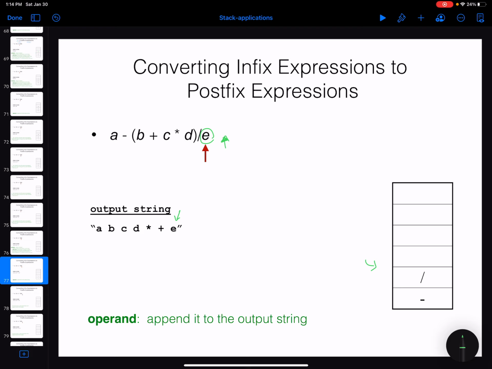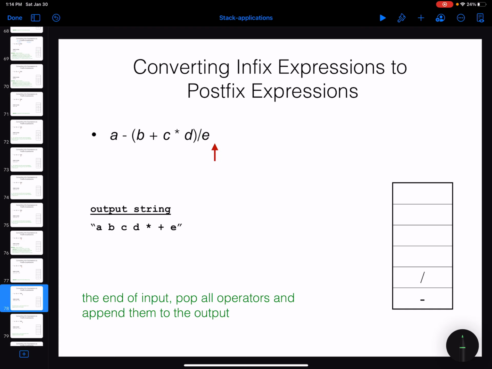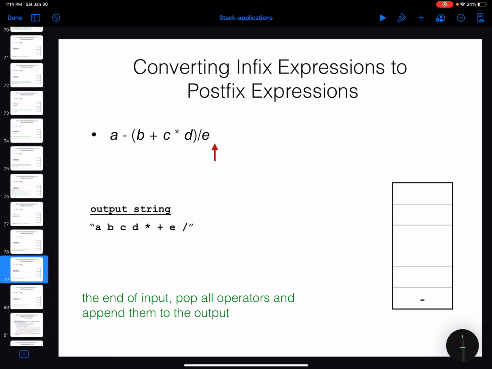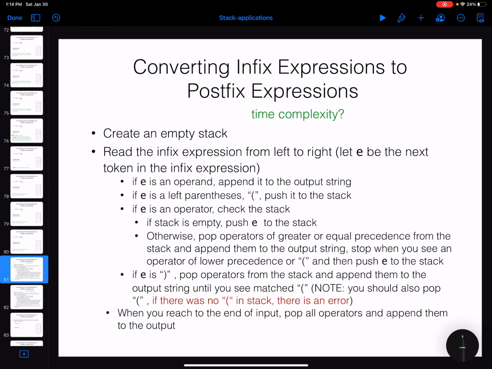So the division will be popped out first, and then subtraction, minus, will be popped out. So this is going to be division and then subtraction. You can see that the order has been preserved properly. Definitely, when you have a division here, it needs to be applied over this one and this one, and it has a higher precedence than this minus. You can see that this minus waited in the stack until it was applied at the end of the postfix expression. So this is the full algorithm that we have for all of the cases.